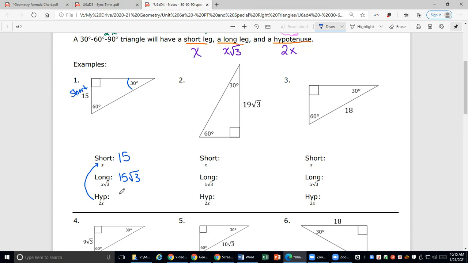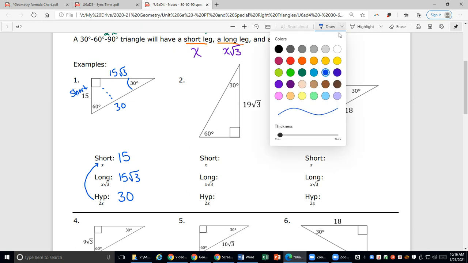So 2 times 15 is 30. I leave my answer exactly like this. I do not put this in the calculator. I do not get the decimal. My short leg is 15. My hypotenuse is double that, 30. And my long leg is 15 square roots of 3. Okay, let's look at the next one.